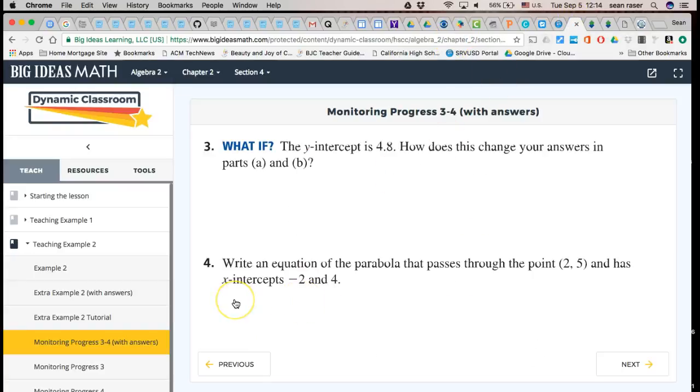For the second one, here's some information. You've got a point 2 and 5, and x-intercepts negative 2 and 4. I want you to write the equation in intercept form of the parabola that passes through those points. Go ahead, enter those now, and remember to label them separate, 3 and 4, so I can tell the answers apart. Go ahead and enter those now.